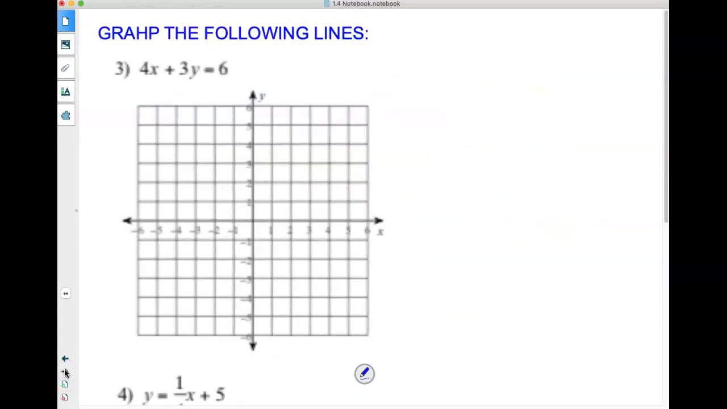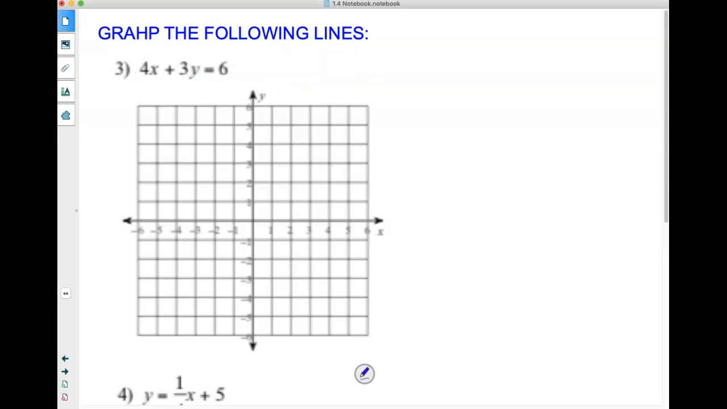Graph the following lines. Well, if I look at this one, I could use intercepts on this if I wanted to, but if you look ahead, if I put 0 in for y, that's gone, but then I'm going to get x equals 6 over 4, and that's not a whole number. We don't want to plot fractions if we don't have to unless it's slope. We always want our points to follow right on a grid value, so we're not going to do it that way.